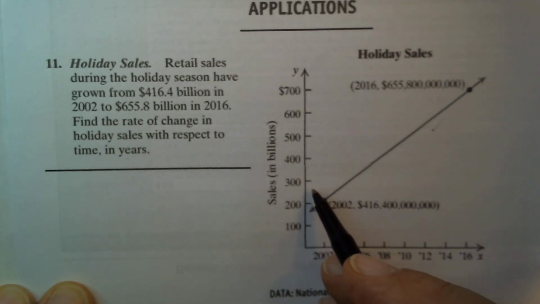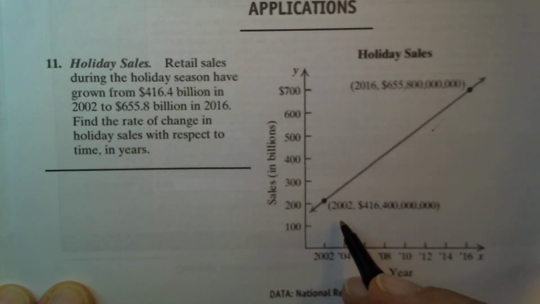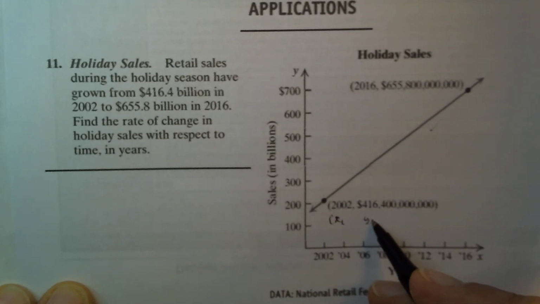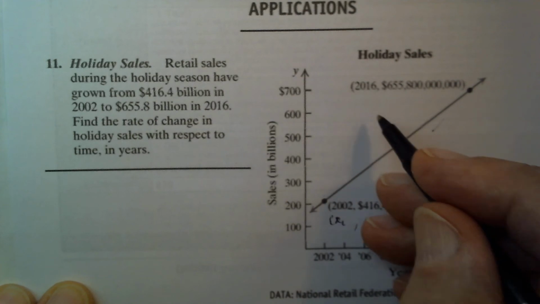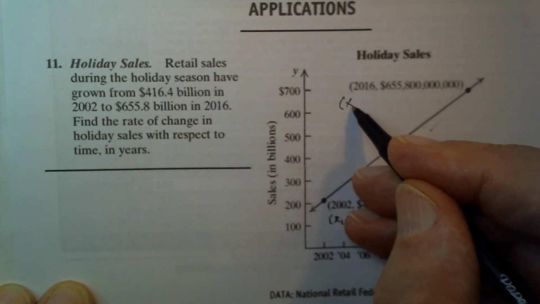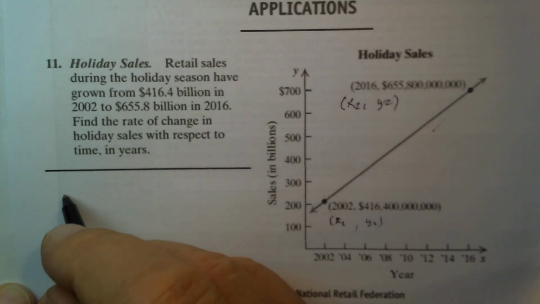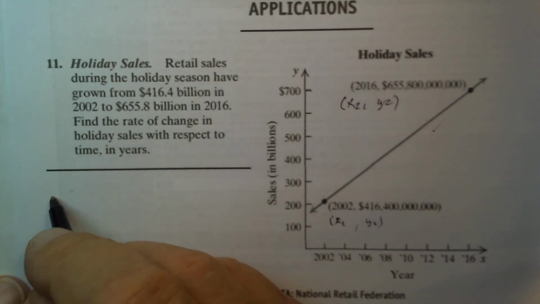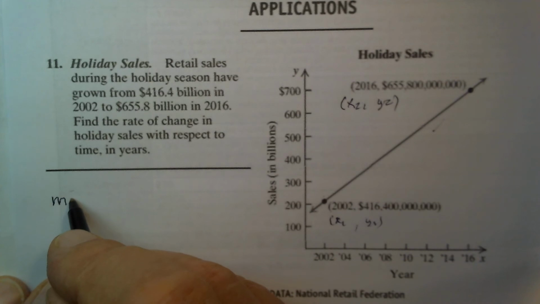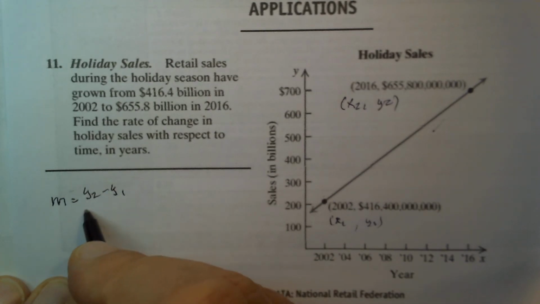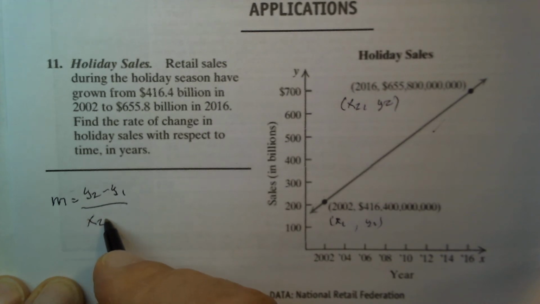So let's say this is our first point here, our x sub 1, so to speak, and our y sub 1. And this would be our x sub 2, and this would be our y sub 2. Then the slope, the rate of change of sales with respect to years, would be y sub 2 minus y sub 1 divided by x sub 2 minus x sub 1.